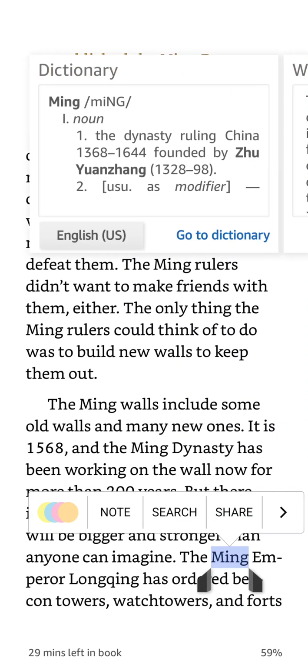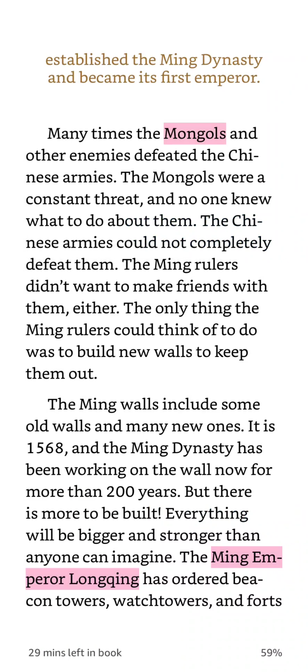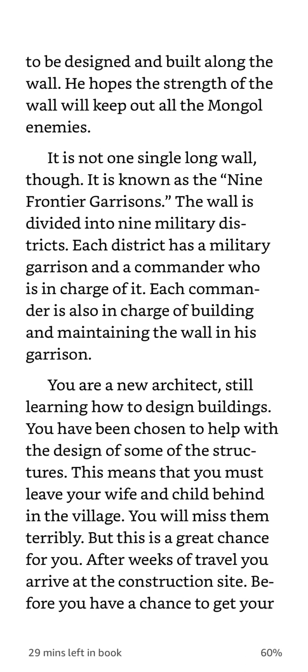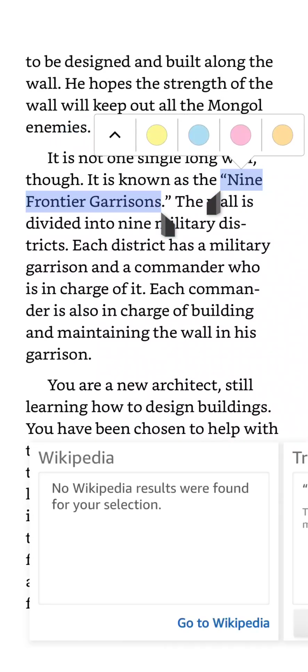So, which emperor is this? The Ming Emperor Longqing has ordered beacon towers, watchtowers, and forts to be designed and built along the wall. He hopes the strength of the wall will keep out all the Mongol enemies. It is not one single long wall, though. It is known as the 9 frontier garrisons.